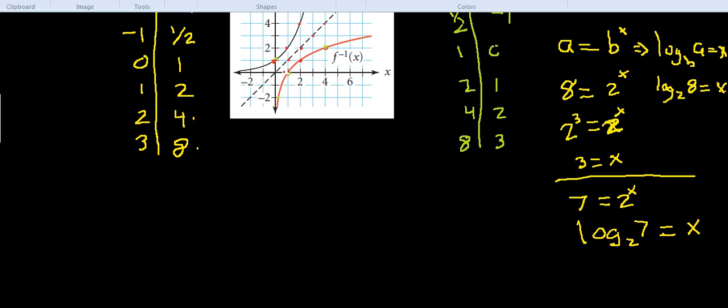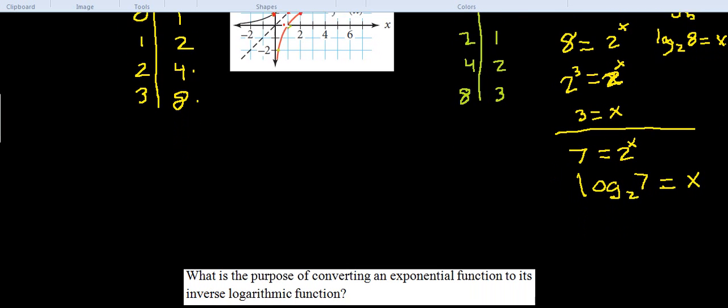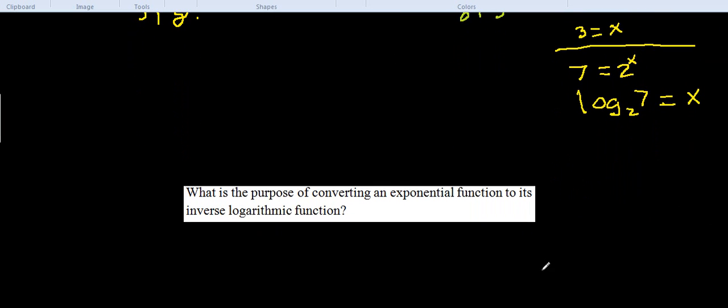So ultimately, I want to leave you with the question, okay, if you could discuss this for a minute in your groups: what is the purpose of converting an exponential function to its inverse logarithmic function? What are we looking for?